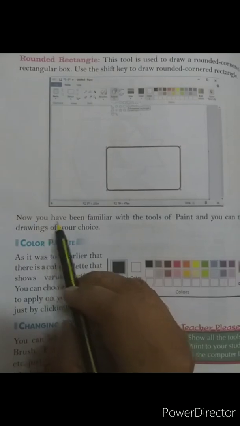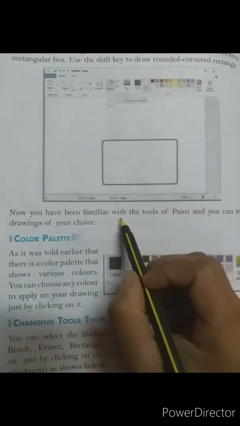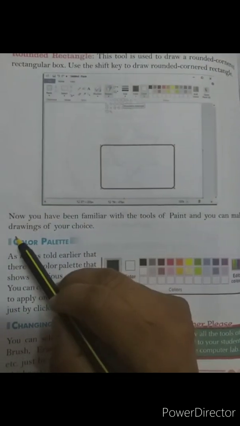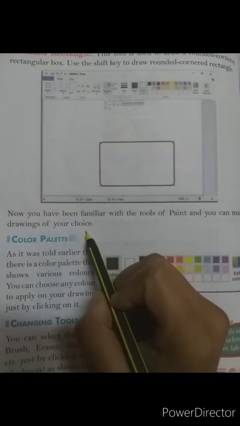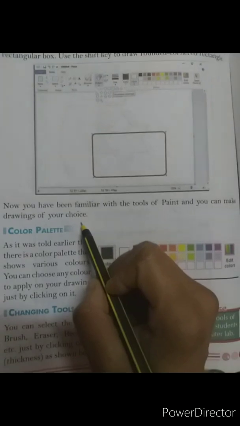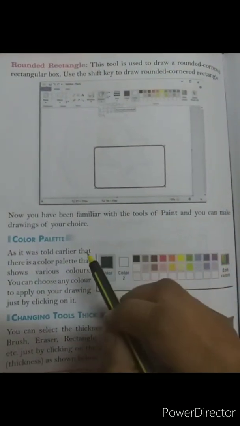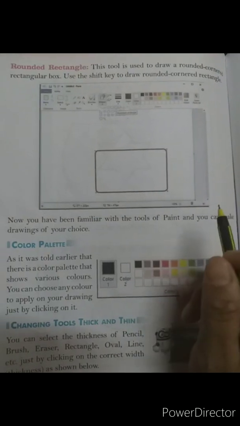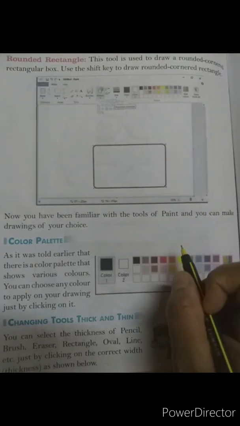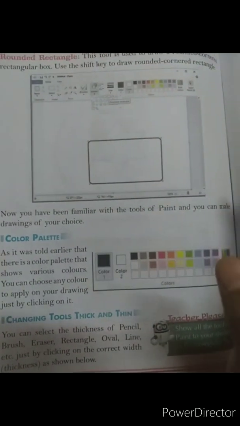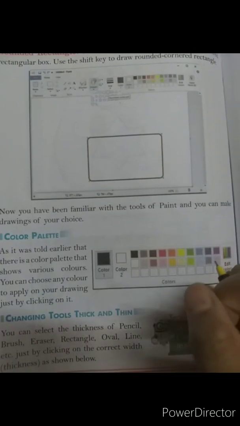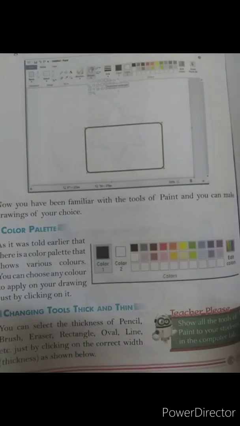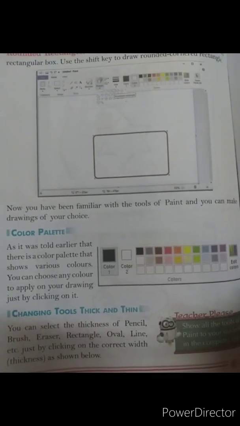Now you have become familiar with the tools of Paint, and you can make a drawing of your choice. Okay, you all know the tools of Paint. Now you will draw a diagram of your choice. Whatever you draw, you will draw it in MS Paint. If you have a computer, you will practice it.